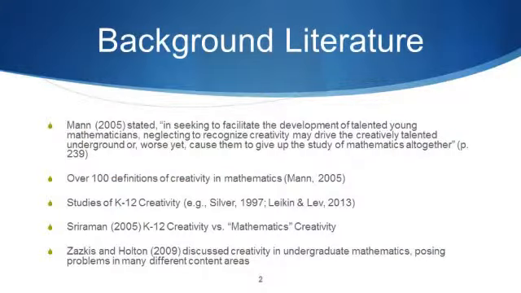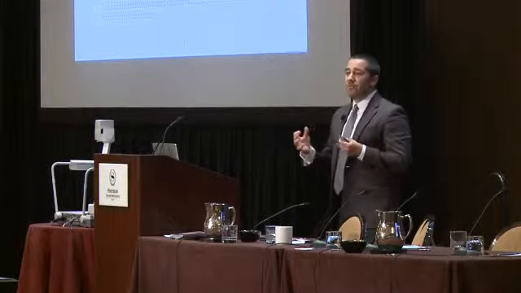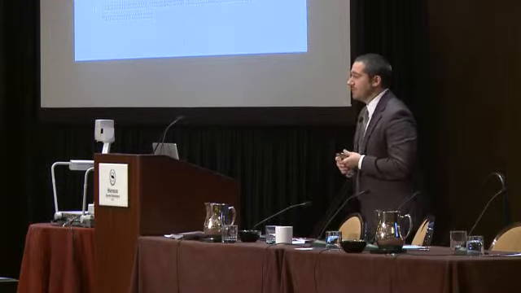Finally, Zaskis and Holton wrote an article about creativity in undergraduate mathematics education. It's the only article that we've seen in our extensive research on creativity in undergraduate mathematics education. If you all know of any others, please let me know. They also talked about problem posing and not necessarily how to assess or look for creativity improving, and so we will talk about that today.